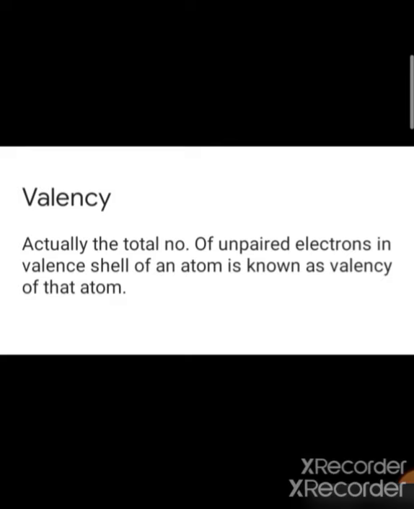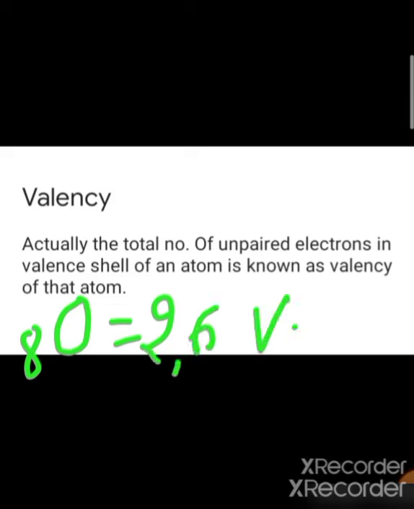Next one is oxygen. Atomic number 8, configuration 2, 6. Valency is 8 minus 6, which is equal to 2. Then the valency of oxygen is 2.